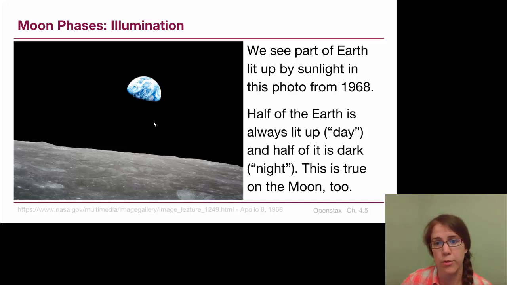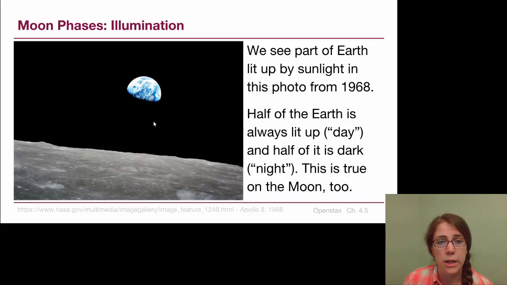snapped this photograph. And so what we're looking at here is the Earth, and we can see that it's not a full circle. Some of it looks dark. And that dark part, people living on that part of the Earth would say that it's nighttime. That's what that dark part means. And the part that we see all lit up like that, sunlight is shining on that part of the Earth, and we would call that daytime.